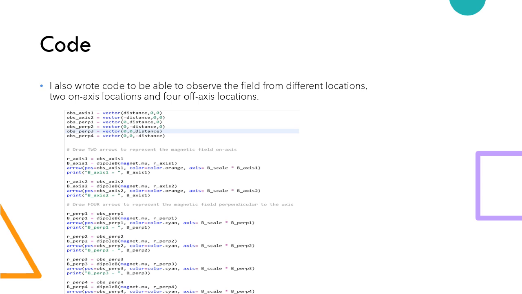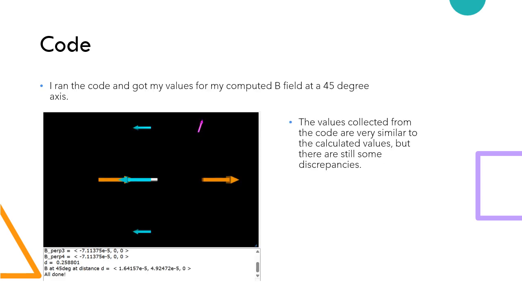And as you can see, there are 2 locations where they are on-axis, and two arrows are shown to be on-axis, and 4 arrows are shown to be off-axis, or specifically perpendicular to the axis. You can see this when I run the code, and these are the images I got from running the code.